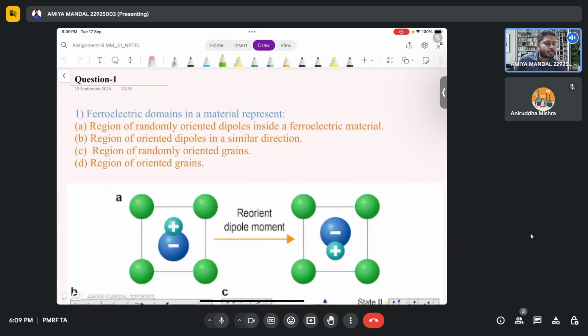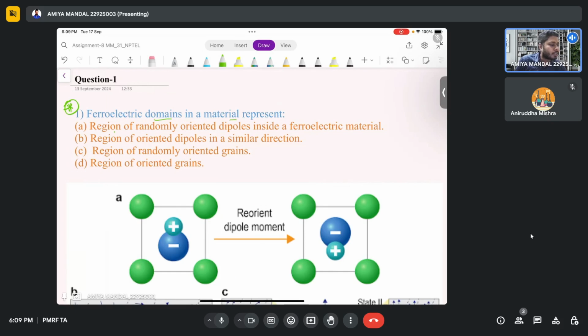Let's now start with question number 1. It is about ferroelectric domains. Let's read the question and try to find the answer after knowing the concept about ferroelectric domains. The question is: ferroelectric domains in a material represent what?